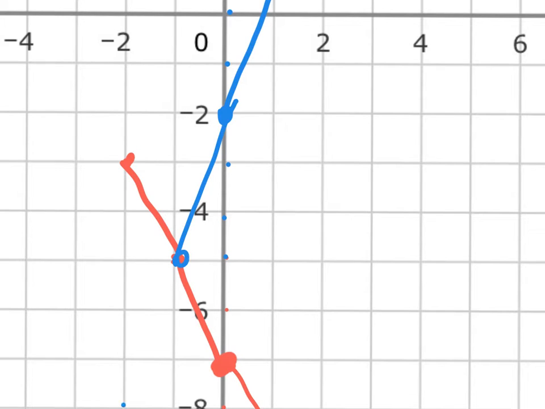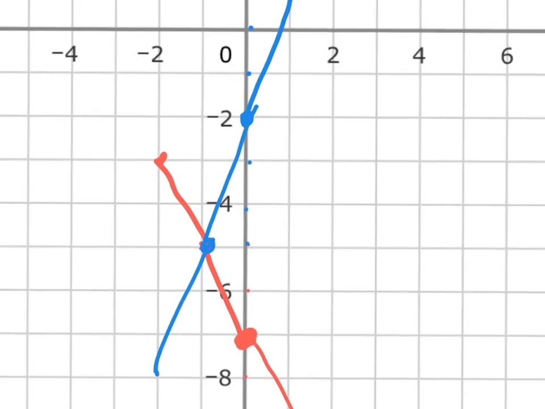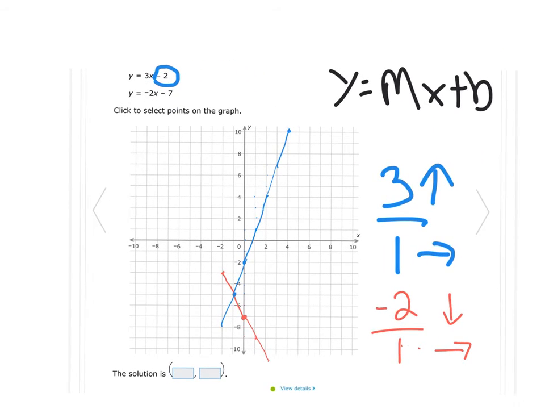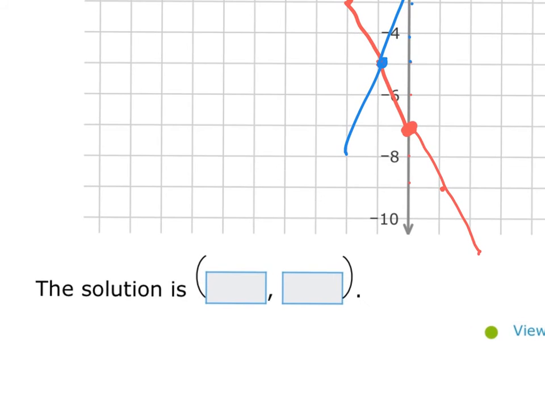1, 2, 3 to the left 1. So now I have where my lines intersect. So I'm going to keep going all the way until they intersect. So in this case, it does. And then it says the solution is this, all the way down at the bottom. So the solution is what the ordered pair is of that dot.